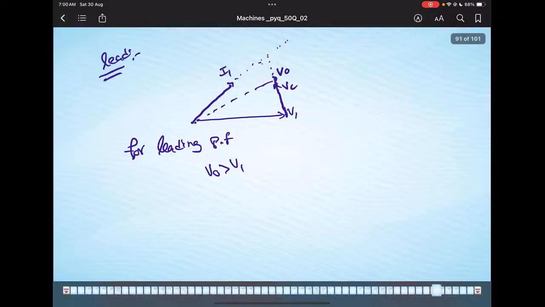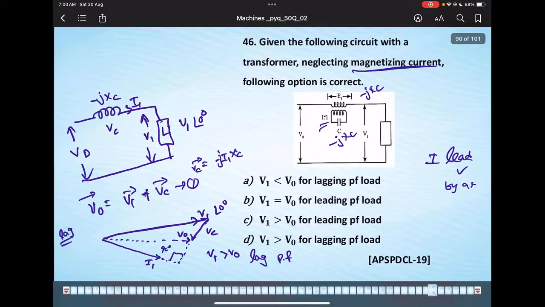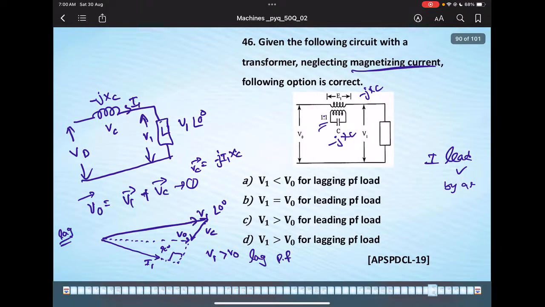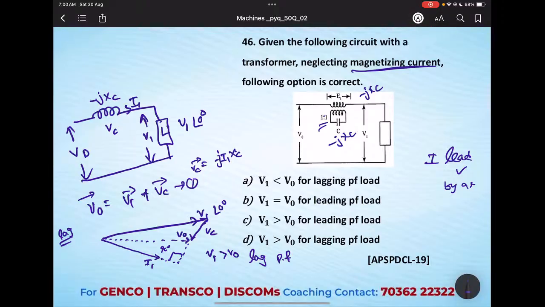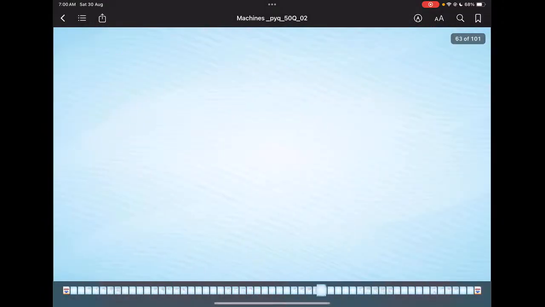So our suitable option is D. V1 is greater than V naught for lagging power factor. Is it clear?